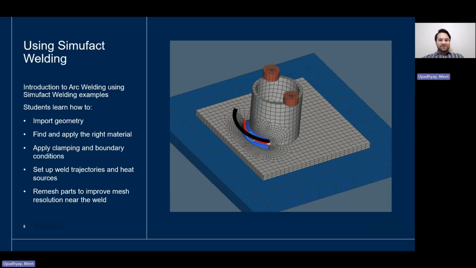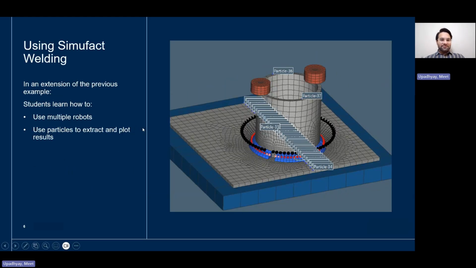So this part is really useful to have a good understanding of the process flow of the software and understanding how to set up your own model. The next step is to try to make sense of the model and make it more complicated as well. So students then learn how to use multiple robots.